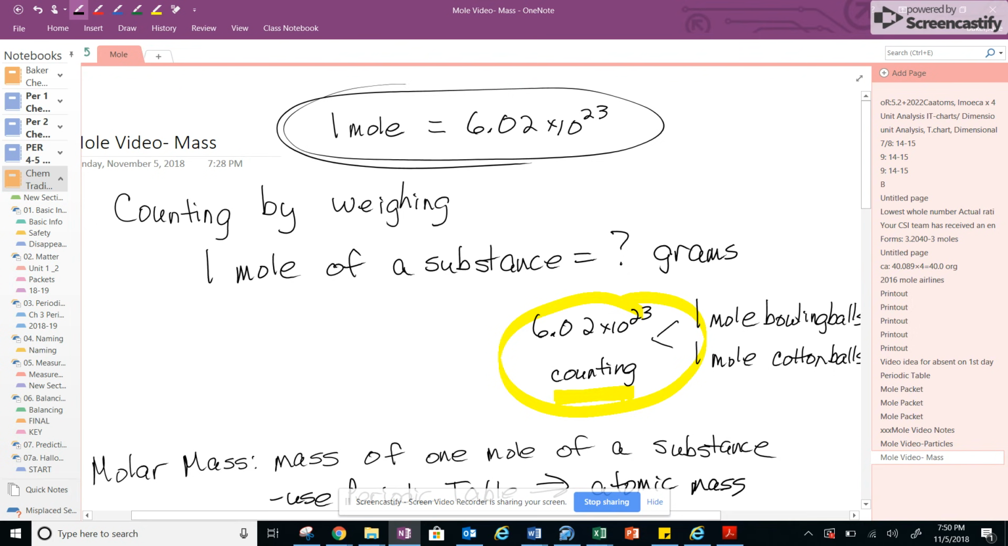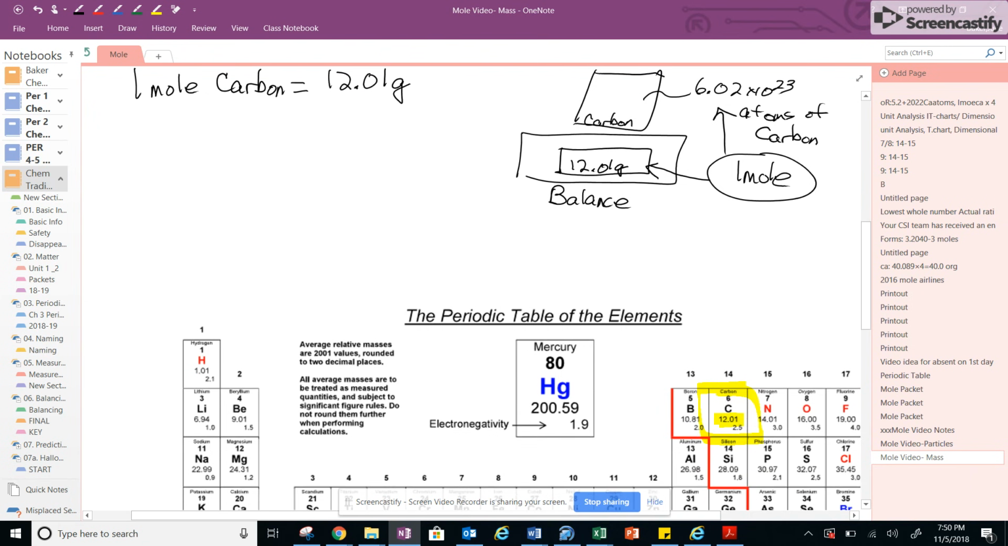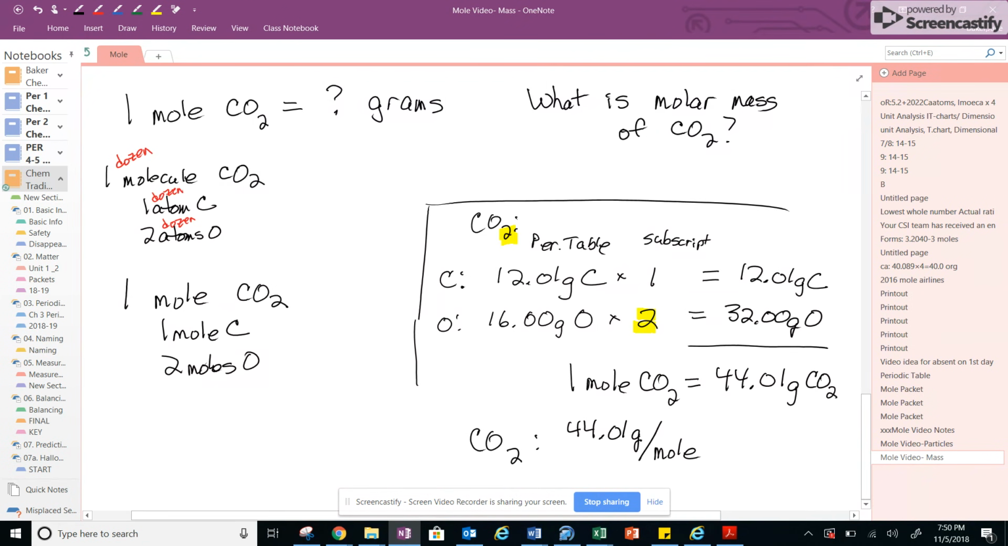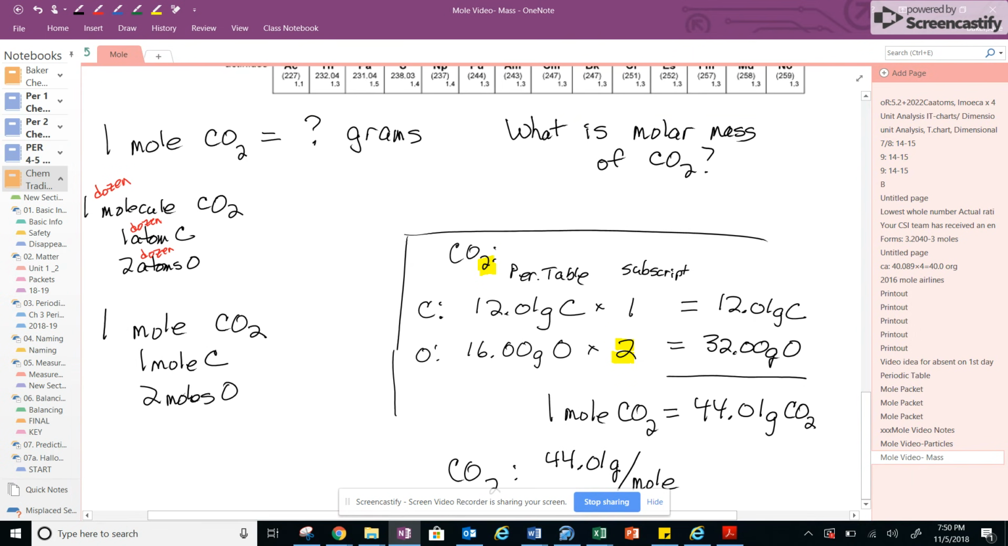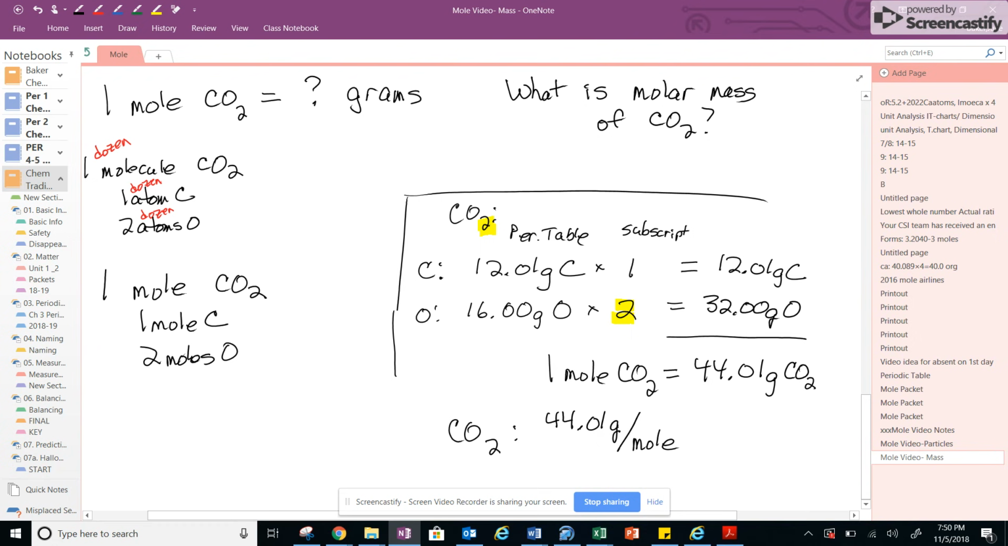As a reminder, if I have 1 mole of something, I always have 6.02 times 10 to the 23rd of those somethings if I'm counting them. If, on the other hand, I want to count by weighing and I want 1 mole of something, I need to reference the periodic table. Okay, nice job.